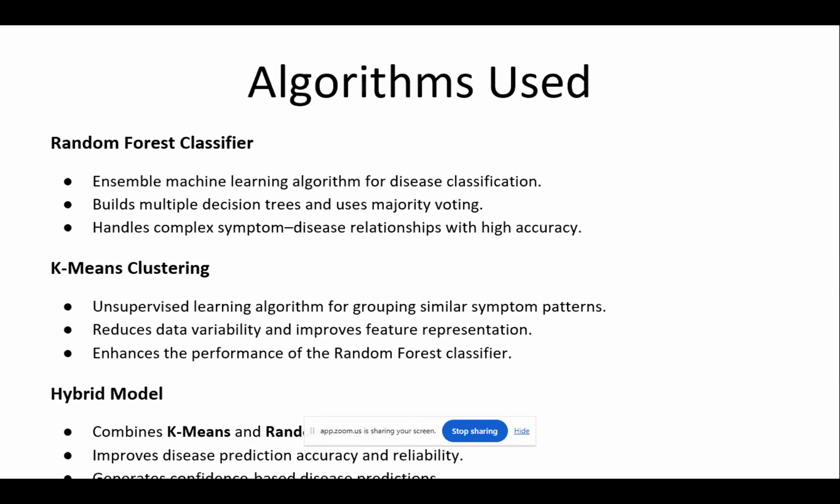The second algorithm is K-means clustering, which is an unsupervised learning algorithm. It groups patients with similar symptom profiles into clusters, thereby reducing data variability and improving classification performance. The integration of these two algorithms significantly enhances disease prediction accuracy.